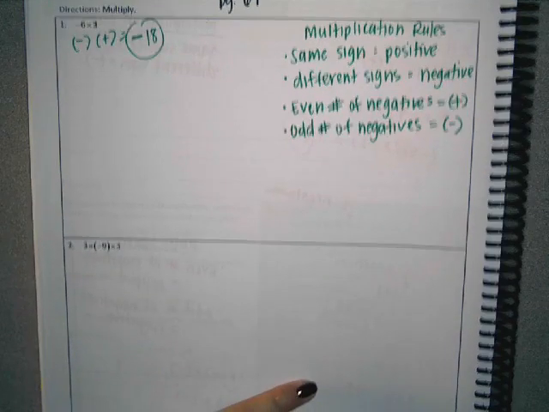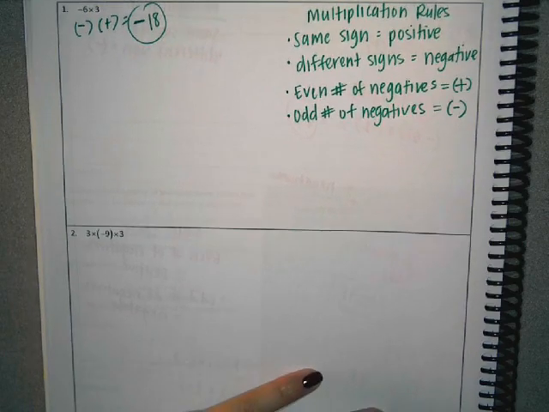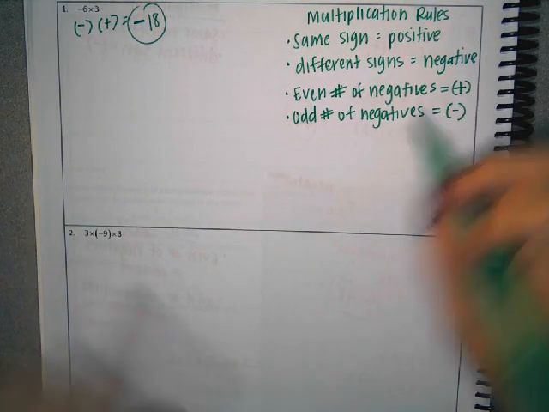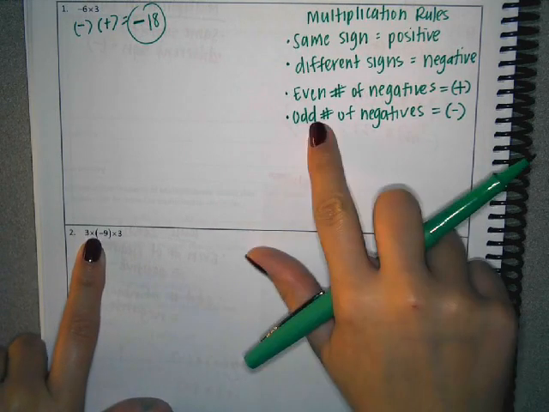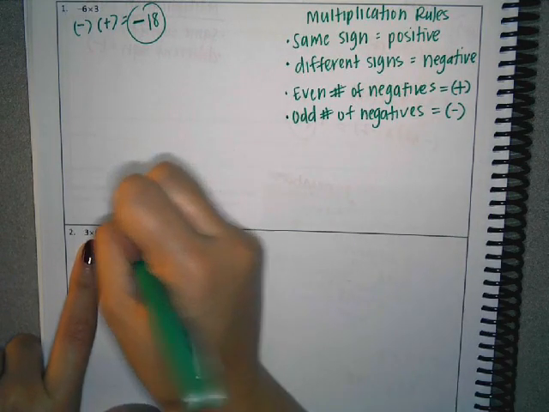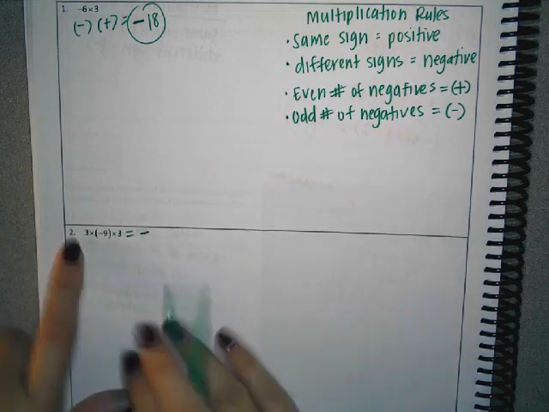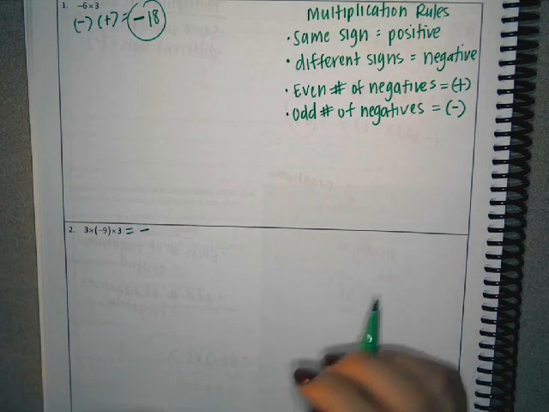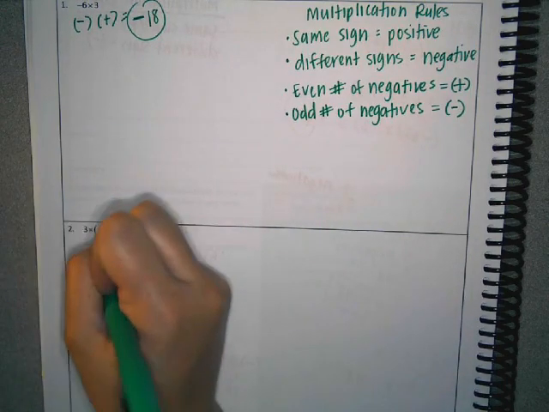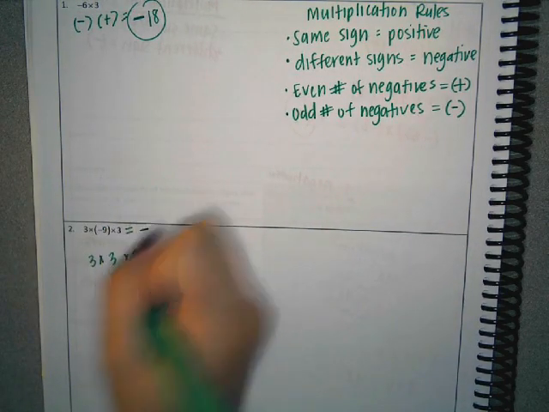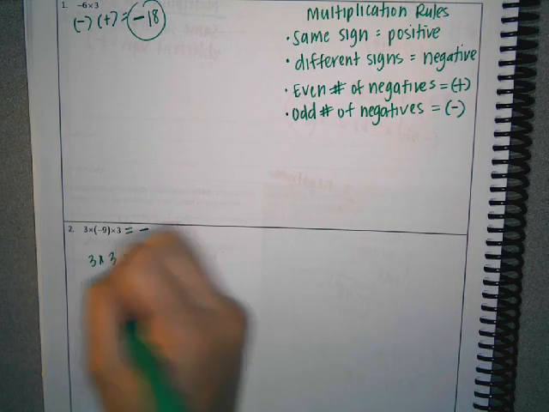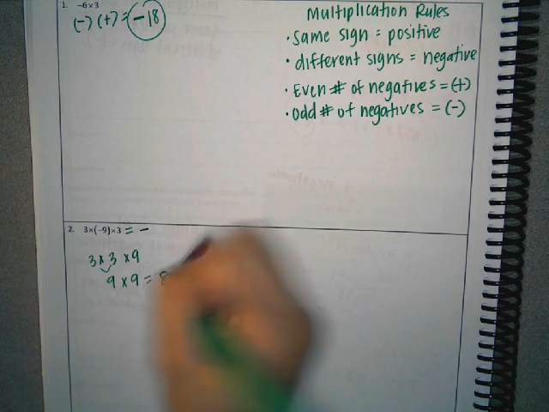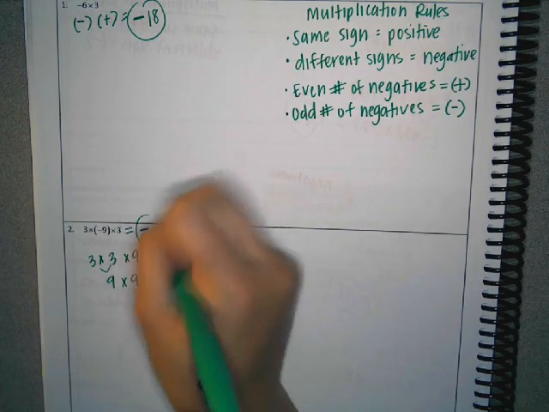So let's look at number 2. Number 2, we're just going to use the counting of the negatives. So I have one negative. 1 is odd, so I know my answer is going to be negative. Then I'm going to multiply. I can multiply in any order. So if I want to rearrange this, I can. 3 times 3 times 9. I can do 3 times 3 is 9. 9 times 9 is 81. So my answer is a negative 81.